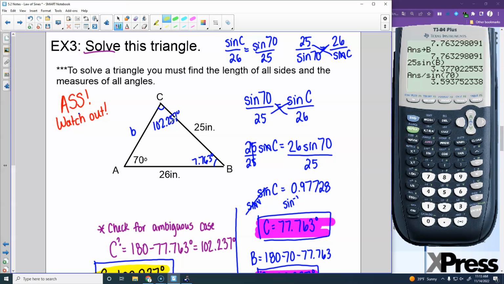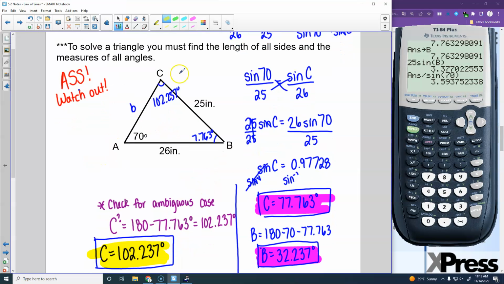So if you were doing this in the real world, like you were out surveying and you got an ambiguous case, you would go back to wherever you were surveying and take another measurement, because you need to know which one is correct. Or sometimes, in this particular case, which one looks more correct for my triangle? The 77 looks more correct because this does not look like an obtuse angle. If you were doing this in the real world, you would probably be able to tell what it looks like, and that's not obtuse, so this is going to be 77.